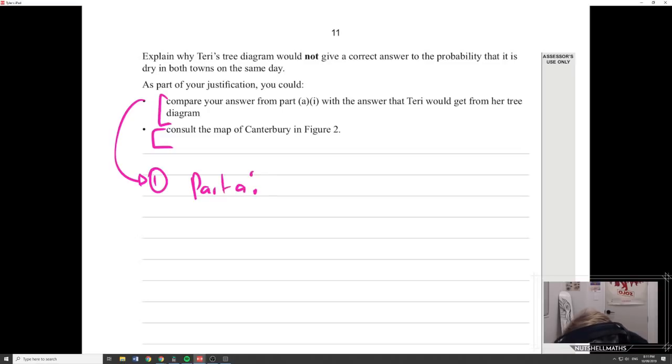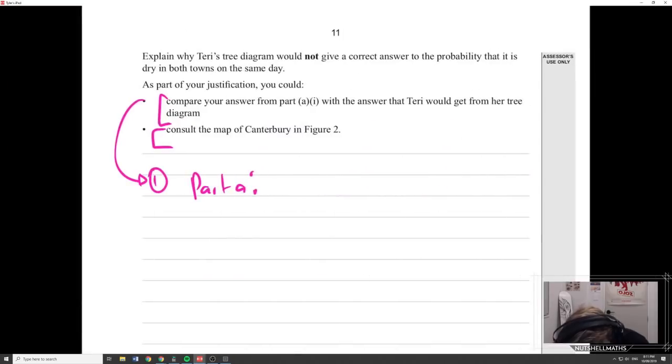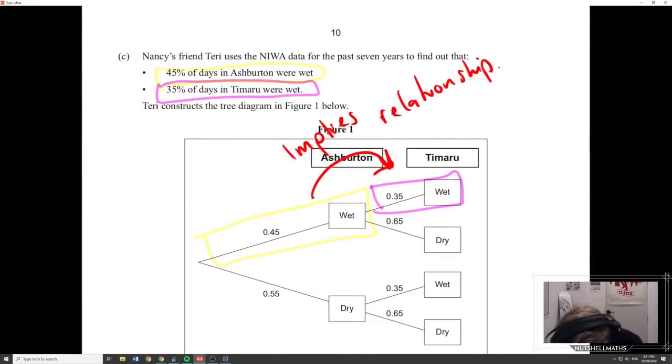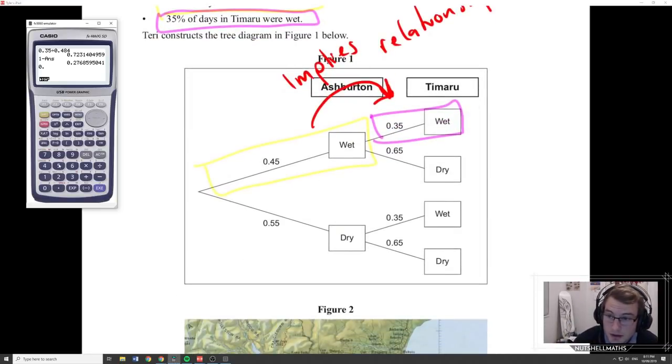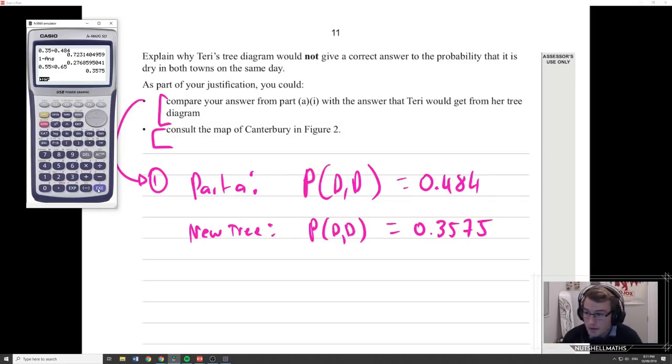Part A gave us the probability of 0.484 for, what was it probably of? Both dry, I think. I can't remember. Yeah, dry. Probability of dry, 0.484. How about the probability of dry here? Let's have a look. It's going to be 0.55 times 0.65. New tree. Probability of dry is 0.3575. Right? Then we just comment on it.